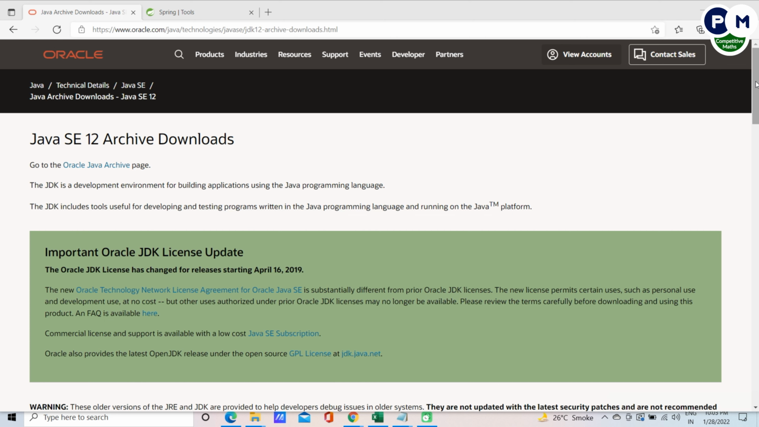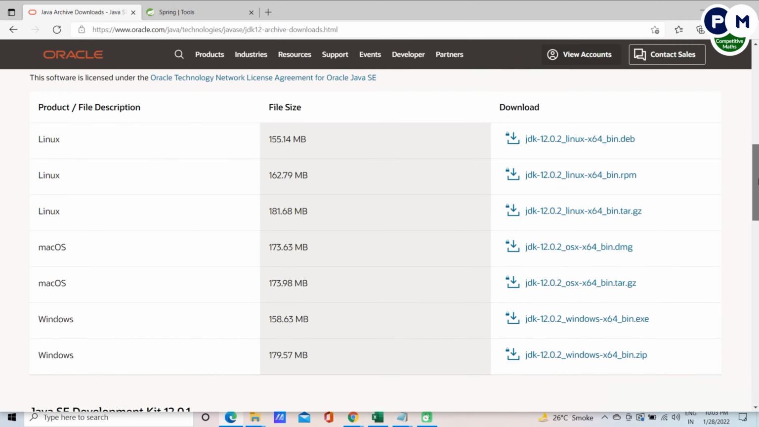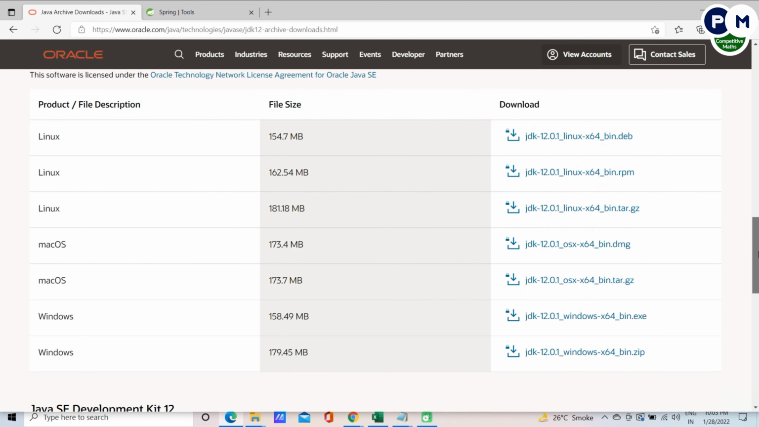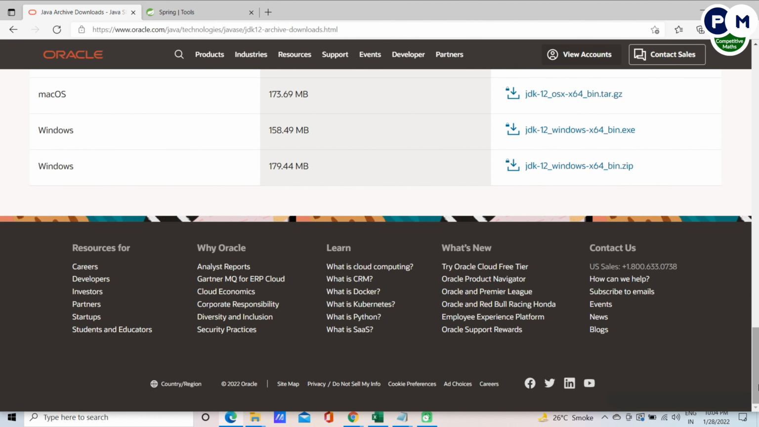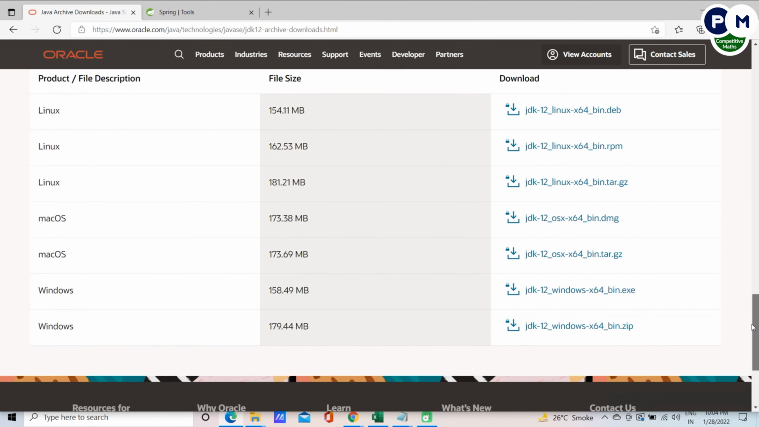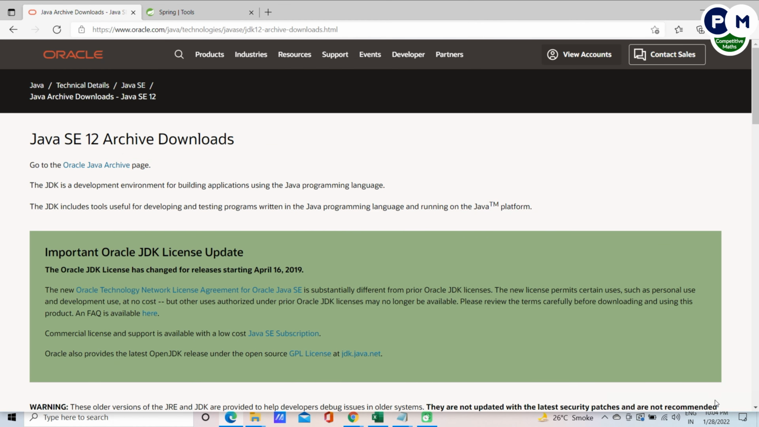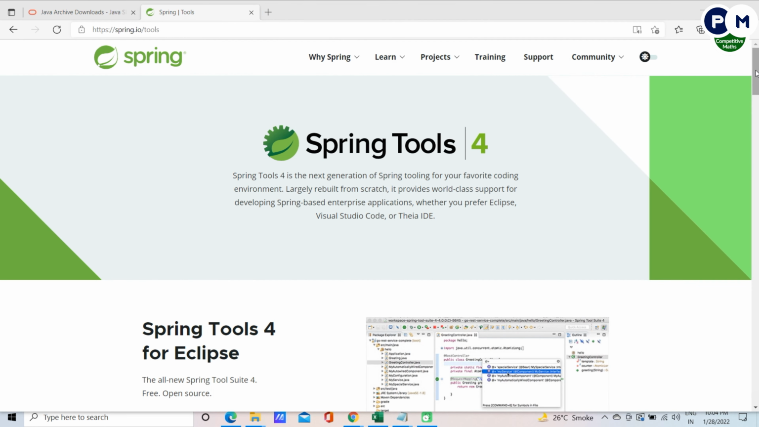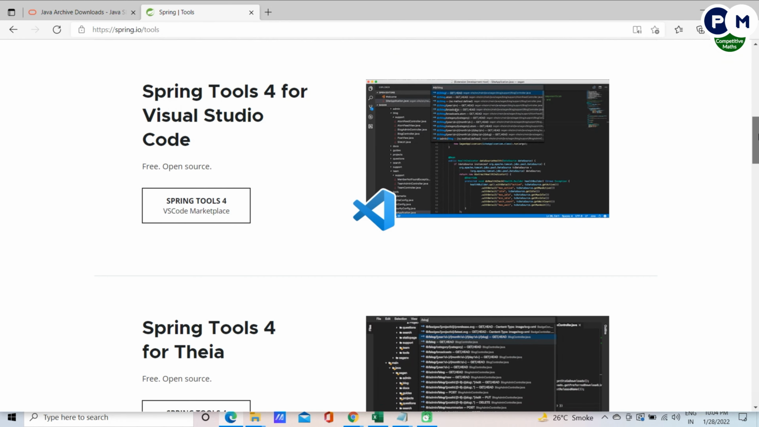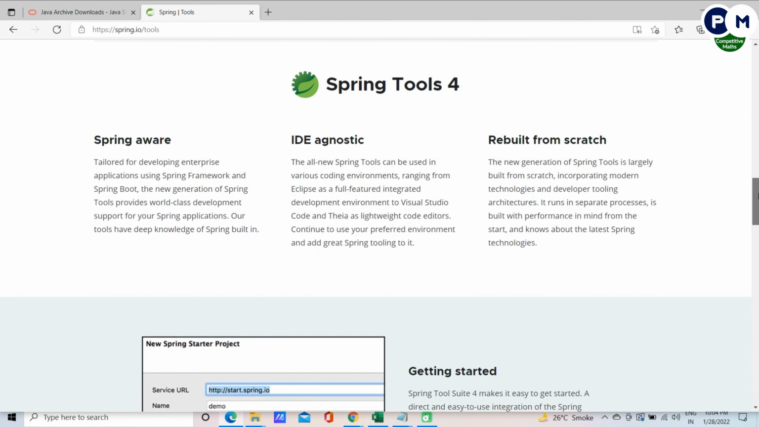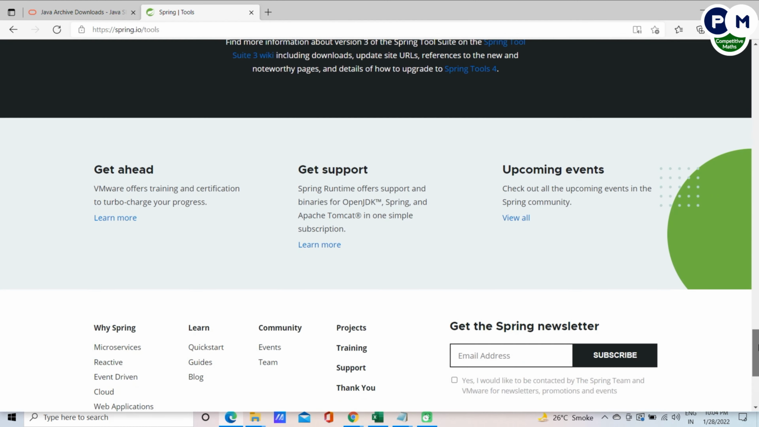Java is a high-level, class-based, object-oriented programming language that is designed to have as few implementation dependencies as possible. Programmers write once, run anywhere, meaning that compiled Java code can run on all platforms that support Java without the need for recompilation. The JDK is a development environment for building applications using the Java programming language. The JDK 12.0.2 Windows x64 bin exe includes tools useful for developing and testing programs written in Java and running on the Java platform.